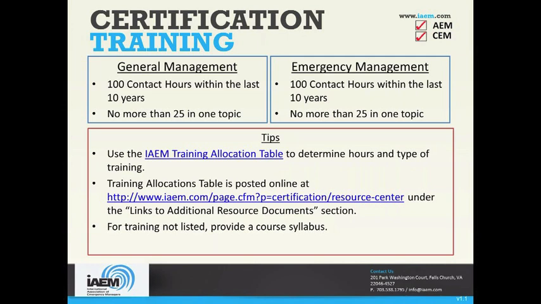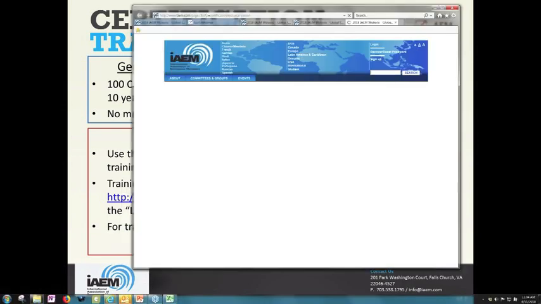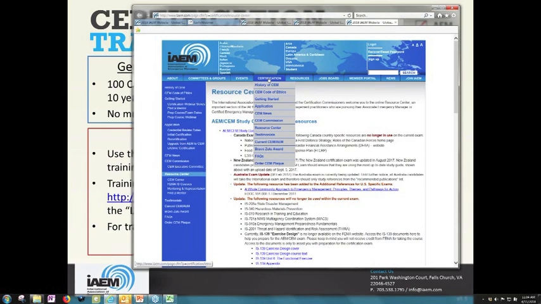Whatever the hours are on the certificate, those are the ones you're going to get credit for. If your certificate does not have hours, then we're going to look at the IAEM training allocation table and try to determine hours from that. The training allocation table sometimes is a little hard to find on the IAEM site, but it is referenced in the application as well.